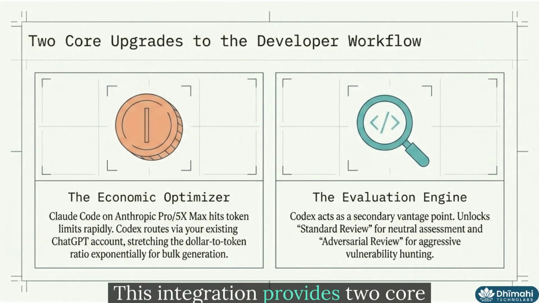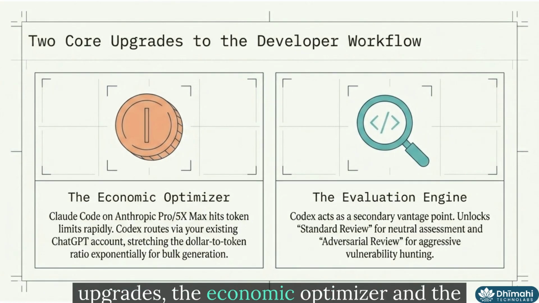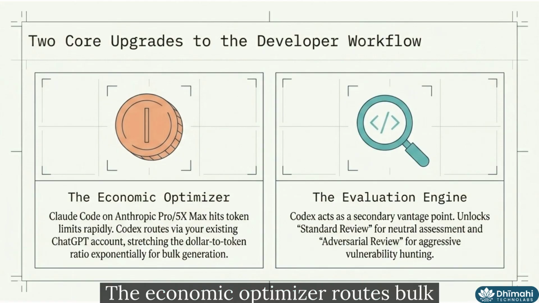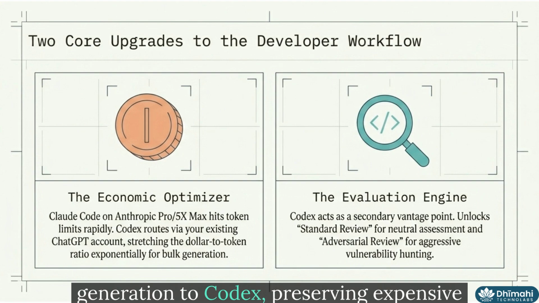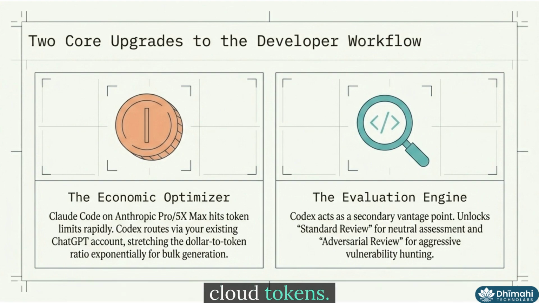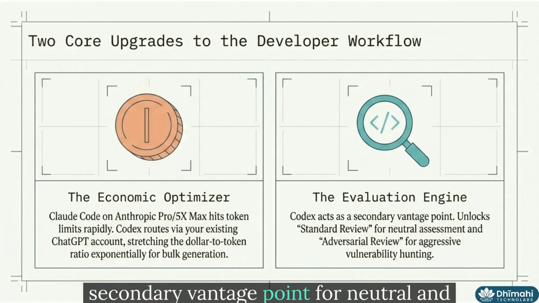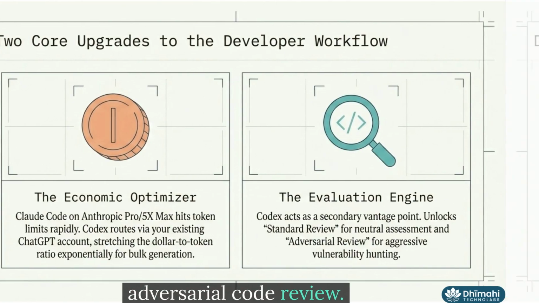This integration provides two core upgrades: the economic optimizer and the evaluation engine. The economic optimizer routes bulk generation to Codex, preserving expensive Claude tokens. The evaluation engine uses Codex as a secondary vantage point for neutral and adversarial code review.